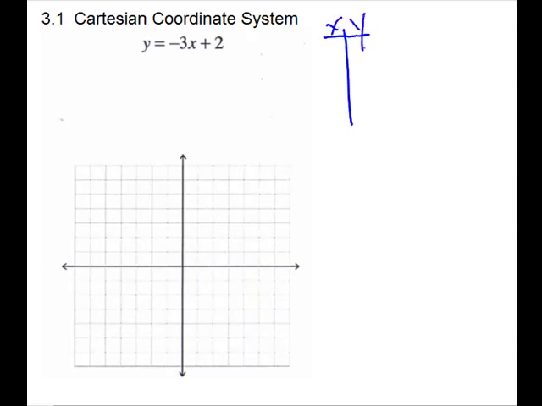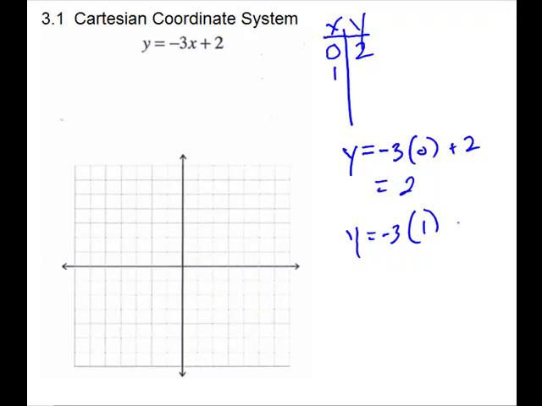Anything we want. So I'm going to pick a 0. 0 is nice because it makes the math easy. And then you plug it in. So y equals -3 times 0 plus 2, which gives you 0 plus 2 is 2. And then we'll pick a 1. So y equals -3 times 1 plus 2, which will be -3 plus 2 gives us a -1.